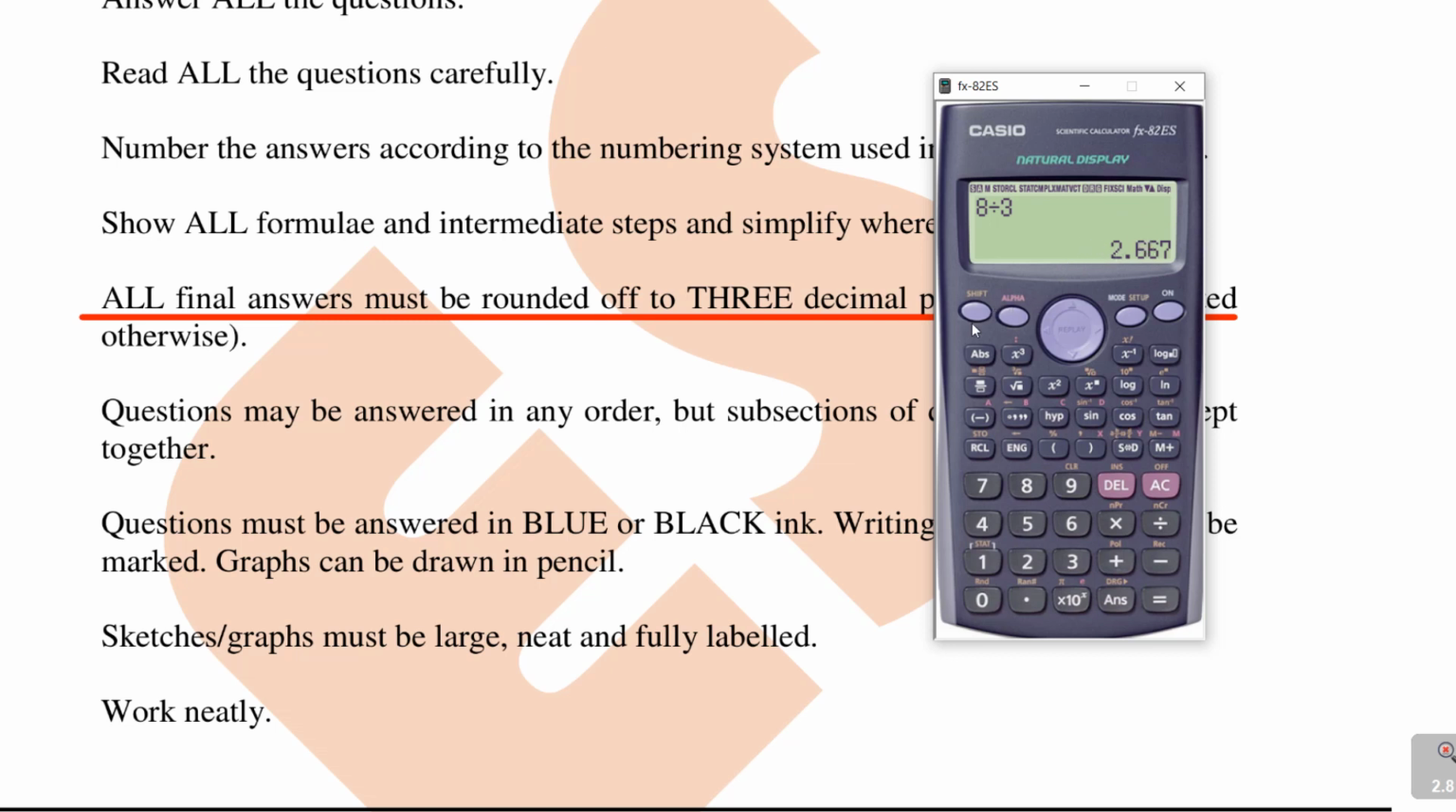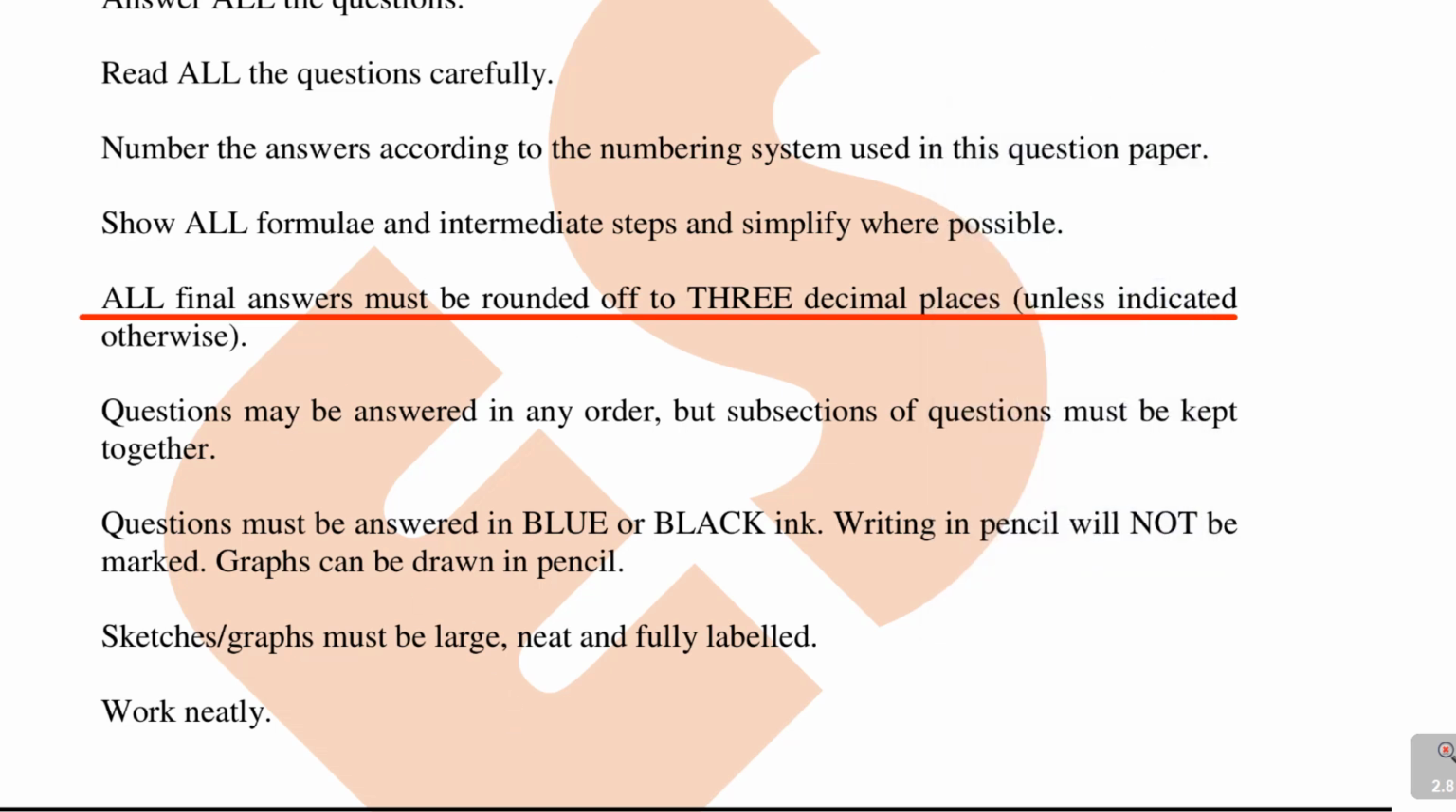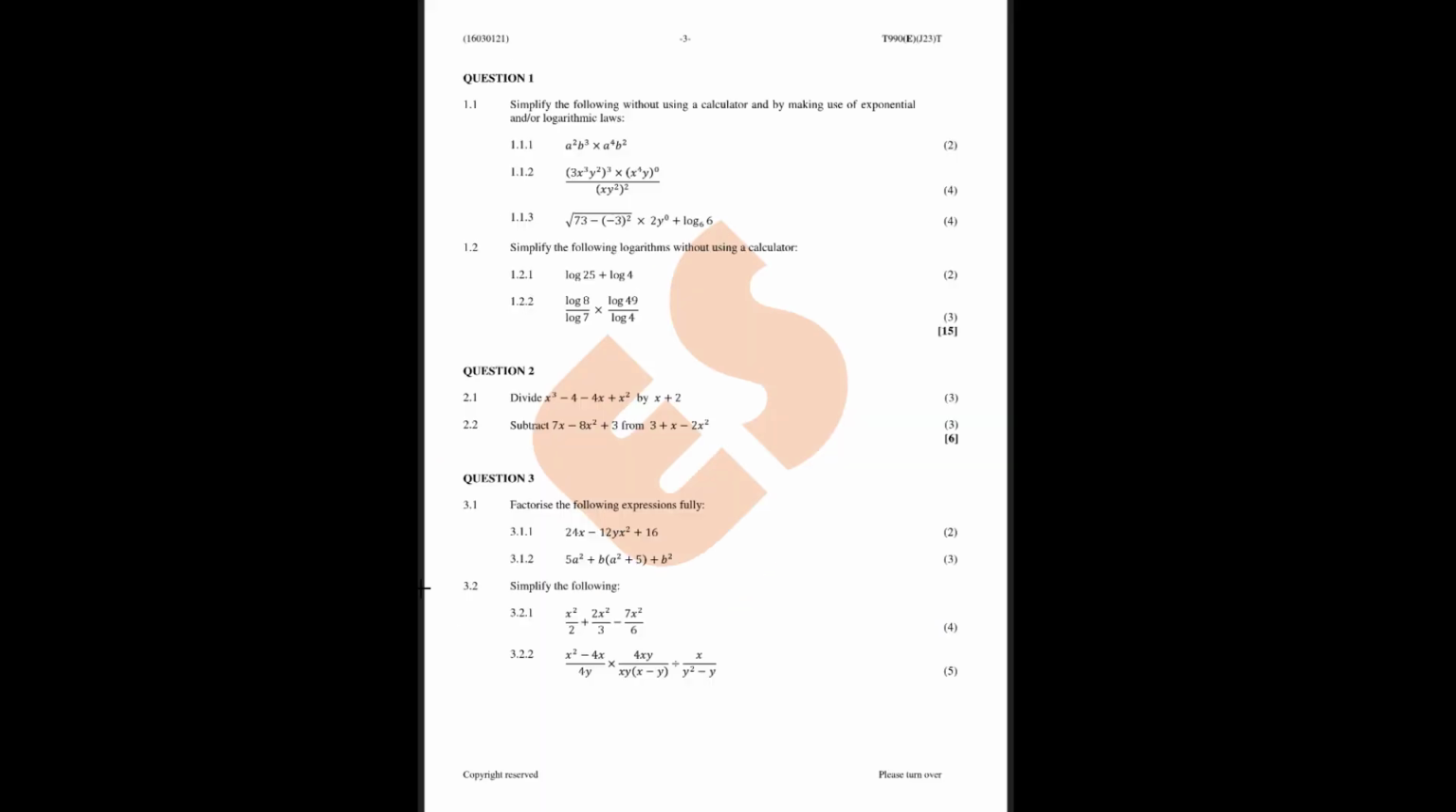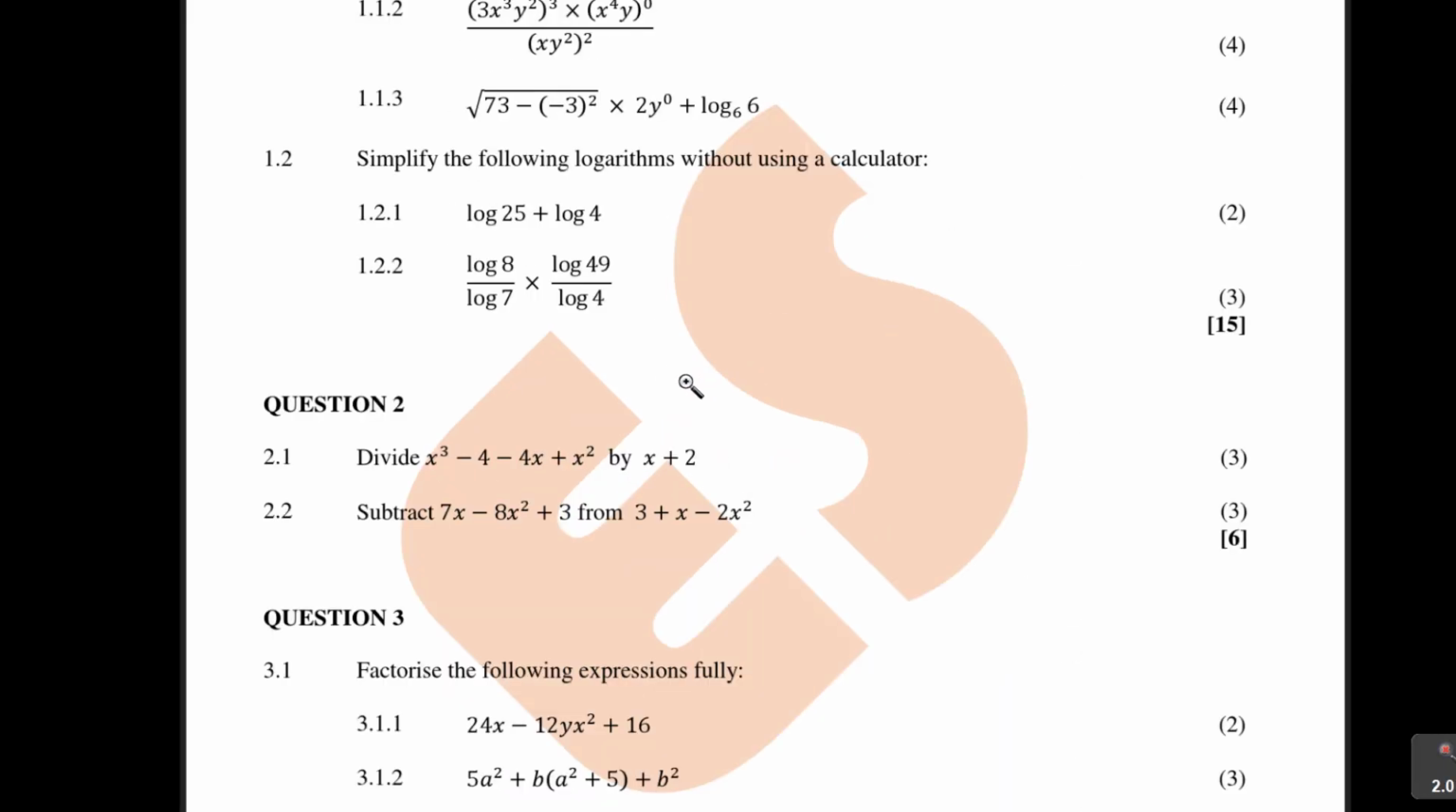When you want to take it back, Shift, Setup, then you go to number 8, which is Normal, and you press 1 there. It will return to the original number again. So this is a simple way to round off. All right. Now let's look at this question.